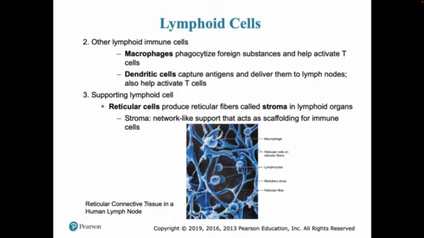Other than these two, lymph also has macrophages, which phagocytize foreign substances and help activate T cells. There are dendritic cells that capture antigens and deliver them to lymph nodes. Then there are supporting lymph cells called reticular cells that produce reticular fibers called stroma. This is a network-like structure that works for the lymphatic system, so these reticular cells produce these fiber-like structures.